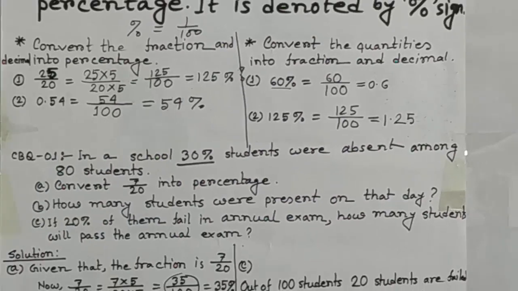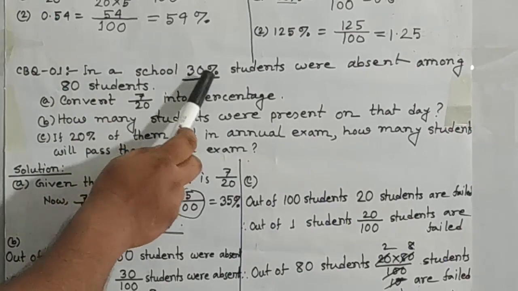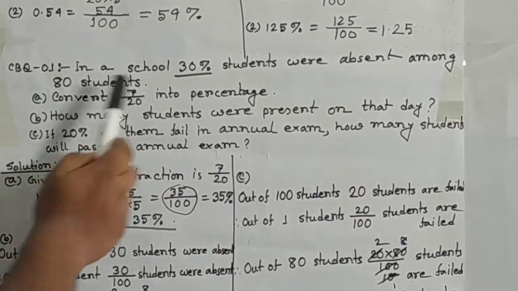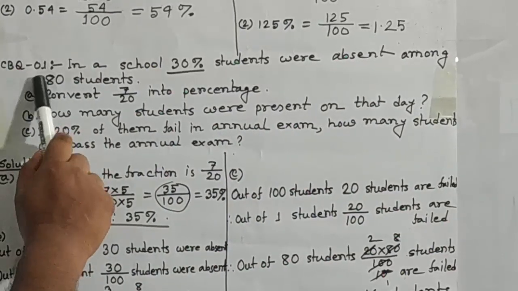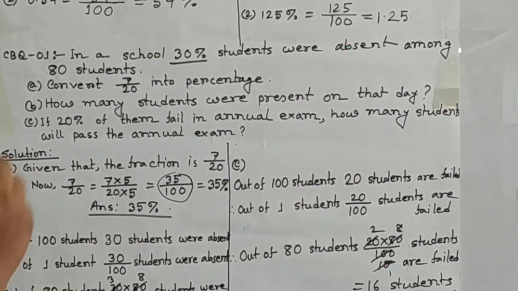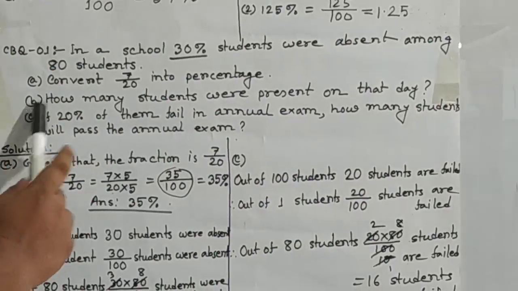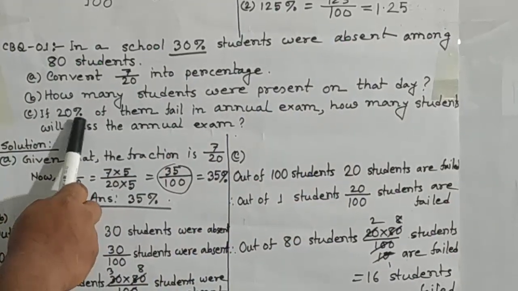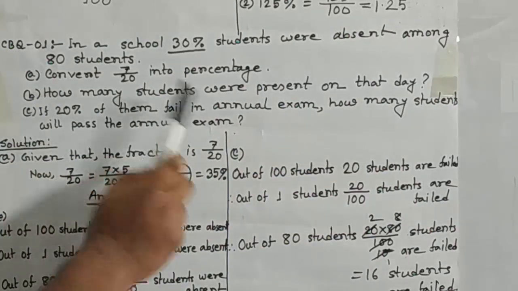Okay, let us start our first CBQ, which is: in a school 30% students were absent among 80 students. This means there are a total of 80 students and 30% students were absent. So the questions are: number A, convert 7 by 20 into percentage. Number B, how many students were present on that day? Number C, if 20% of them fail in the annual exam, how many students will pass the annual exam?